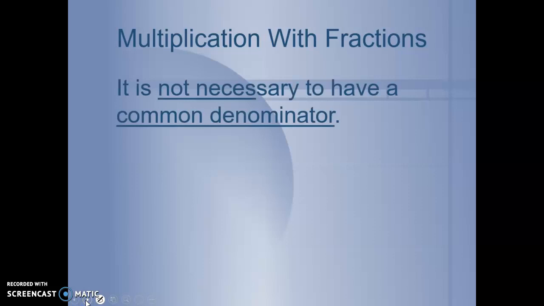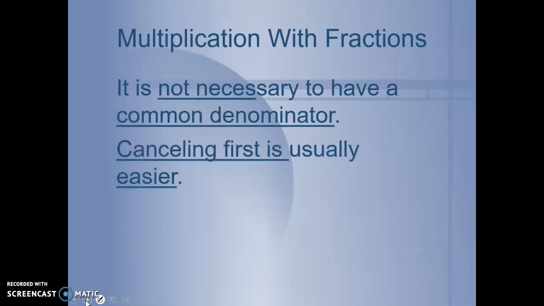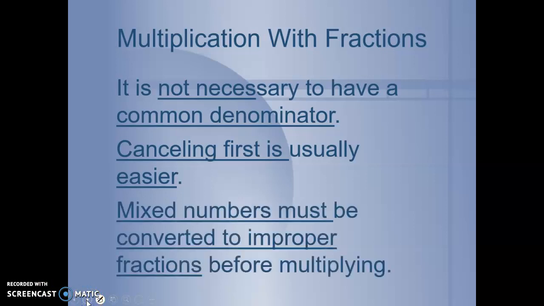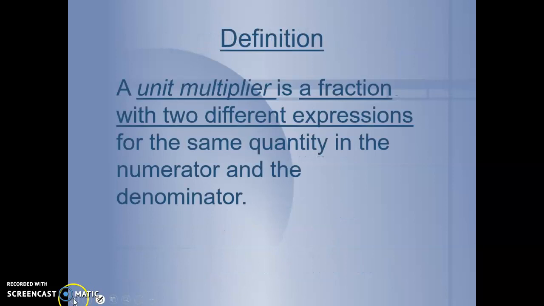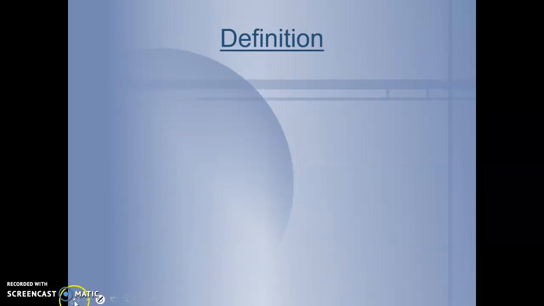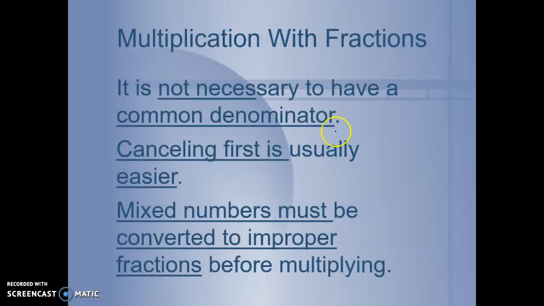Now, when multiplying fractions, it's not necessary to have a common denominator. Multiplying fractions for most students is actually easier than adding, because you just multiply across the top and multiply across the bottom. If you can, simplify or cancel first. It's usually easier. When multiplying with fractions, mixed numbers must be converted to improper fractions before multiplying. Let's come back here and take a look really quickly at some examples.